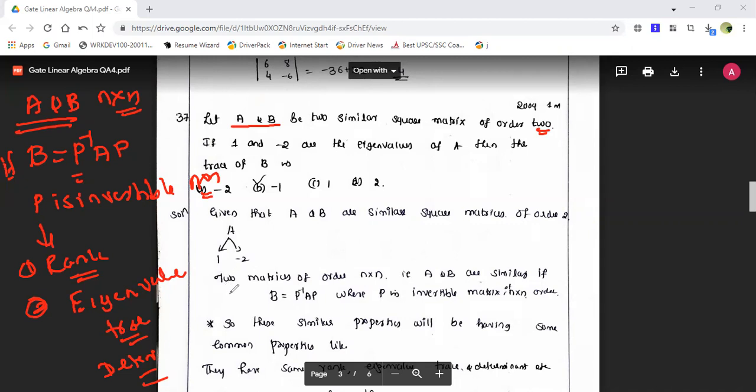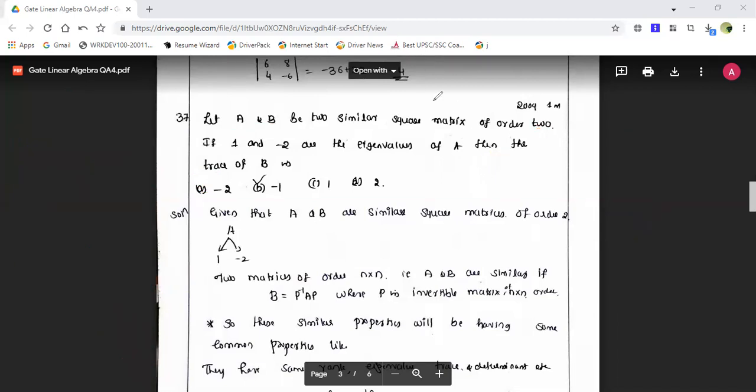Okay, so now what we do, they have given that A has eigenvalues 1 and minus 2. When A has the eigenvalues 1 and minus 2, since B is similar to A, therefore B also has the same eigenvalues. So 1 and minus 2 are the eigenvalues of this particular matrix B. So they're asking about the trace. So trace means what again? Trace is nothing but what?